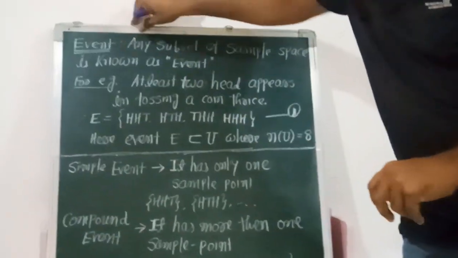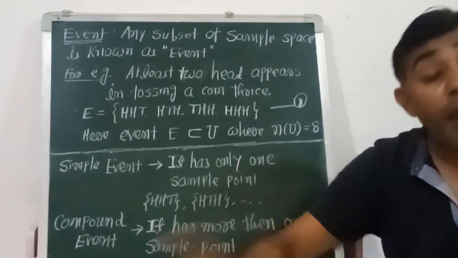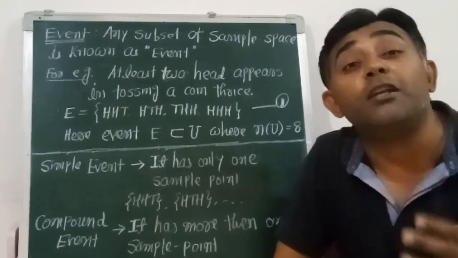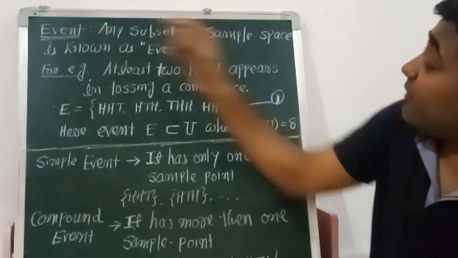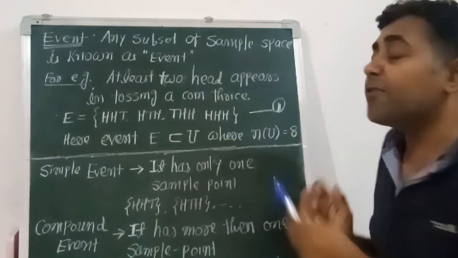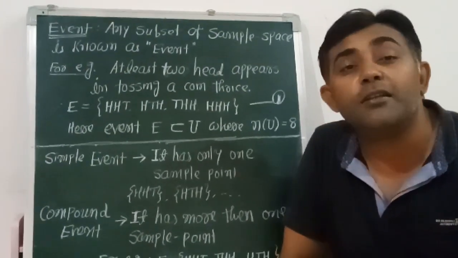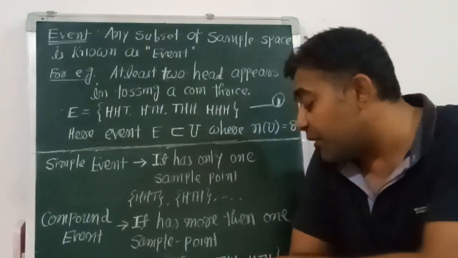Now this is a very important definition. Because of that, when we discuss probability, we have to discuss the probability of any event. What is an event? Let us see. Any subset of sample space is known as an event.